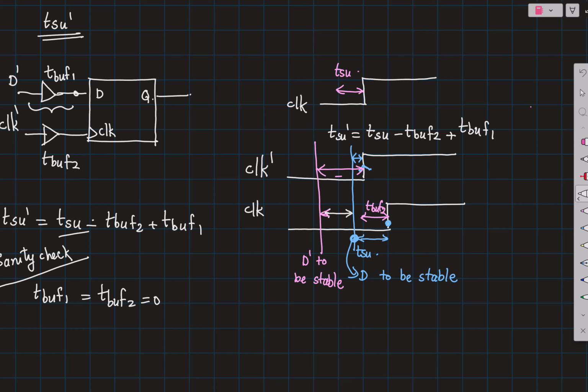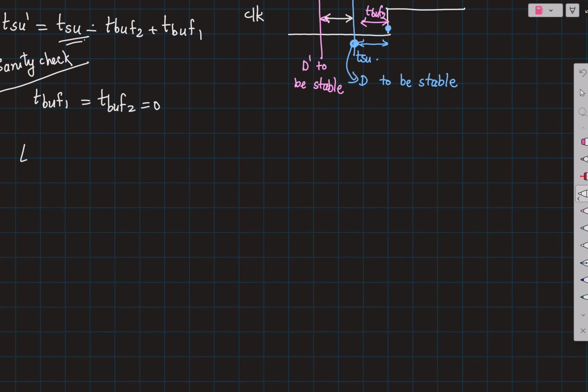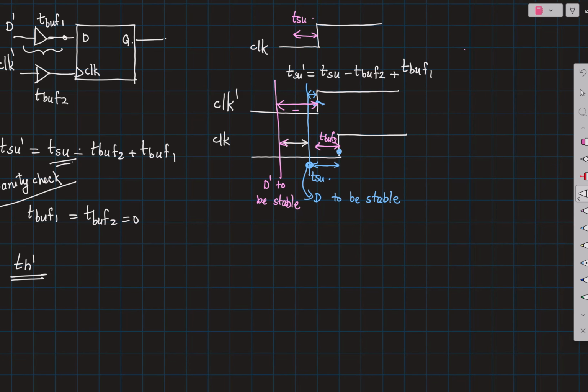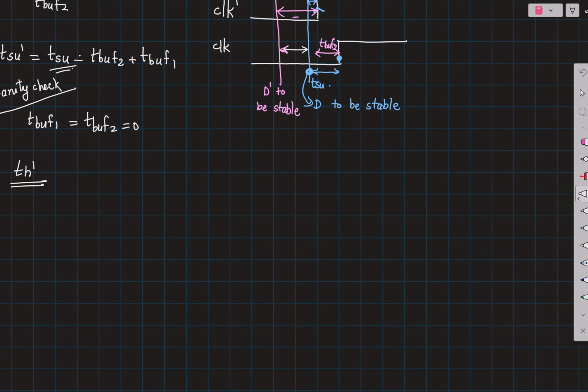Now another sanity check that you could have done was to consider one delay at a time and then see if the results match. But in this particular case, we derived the final result by considering one delay at a time. Is that clear? Can you quickly tell me what is the hold time for the new circuit? So how many of you have solved this already? Can I see a show of hands? Okay, good.